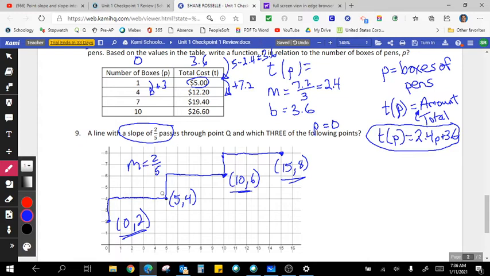it says it passes through 3 other points. It's going to pass through 0 comma 2, 10 comma 6, and 15 comma 8. The reason why I chose these is because these are whole numbers. It lines up exactly on that. So if I were to draw a line on this one, right, it'd look like that.